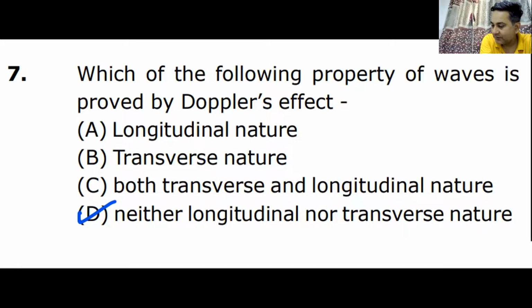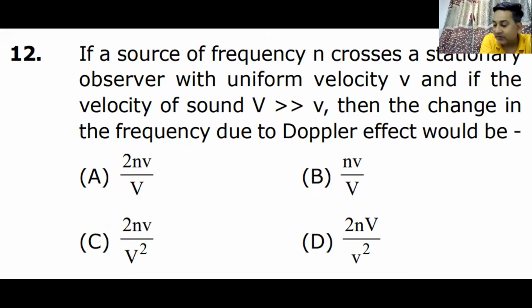Then next question coming to you on your screen, and I hope that the answer and the option are correct. If a source of frequency n crosses a stationary observer with a uniform velocity v, and if the velocity of sound, capital V, is much larger compared to small v, then the change in the frequency due to the Doppler effect would be... I'm waiting for your answers. There is only one correct answer here.